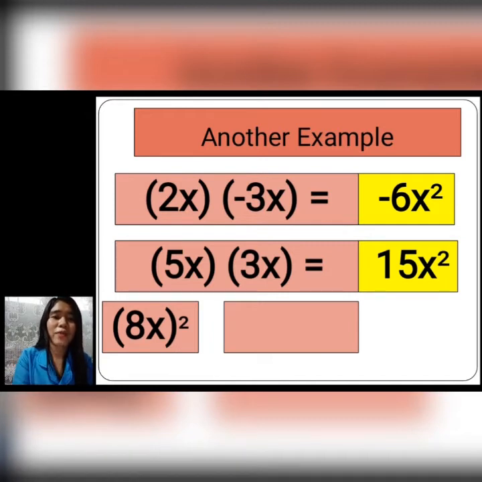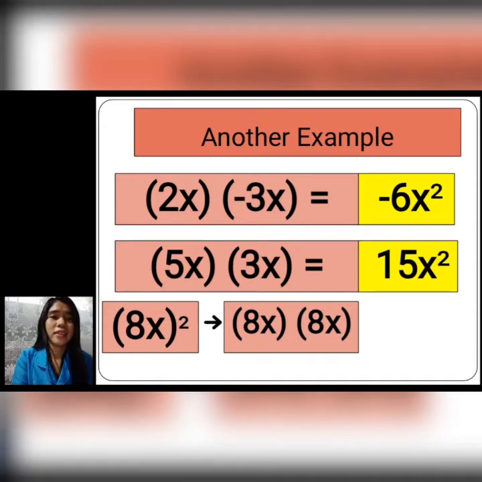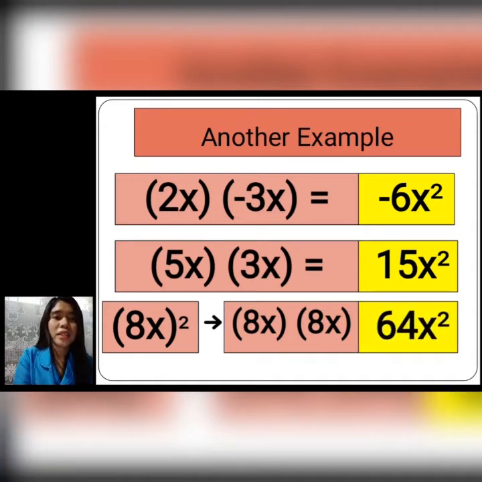Next, we have here 8x squared. So this will become 8x times 8x. So the answer will be 64x squared. So 8 times 8 is equal to 64. Then just copy the base, which is x. Then add the invisible one as the exponent. So we have 1 plus 1 is equal to 2. So the final answer will be 64x squared.